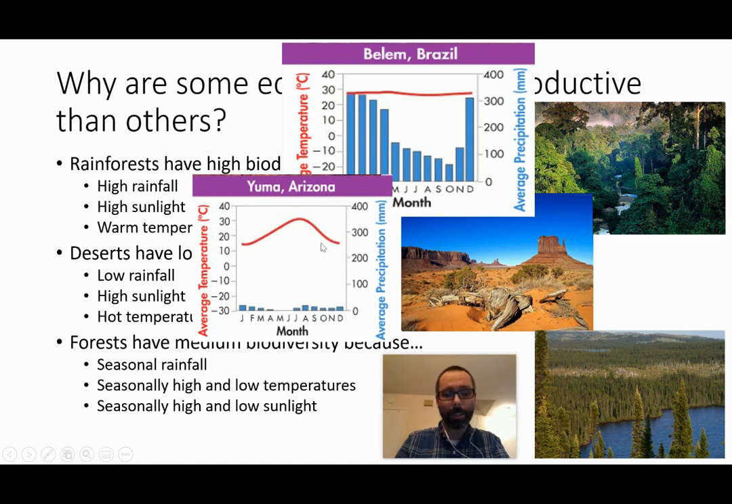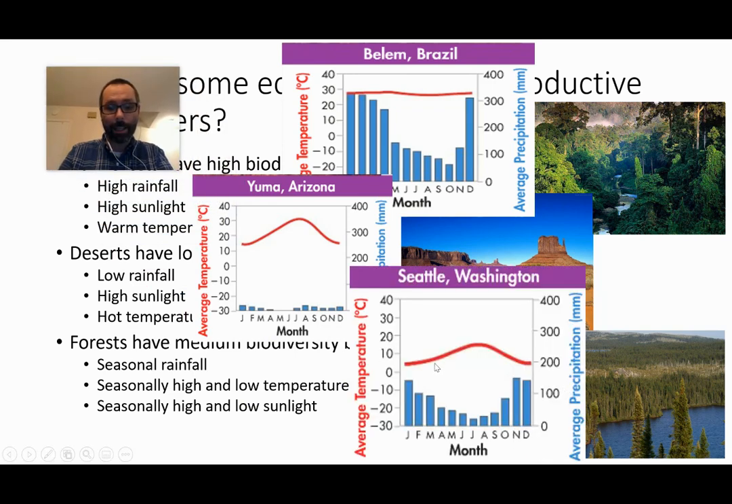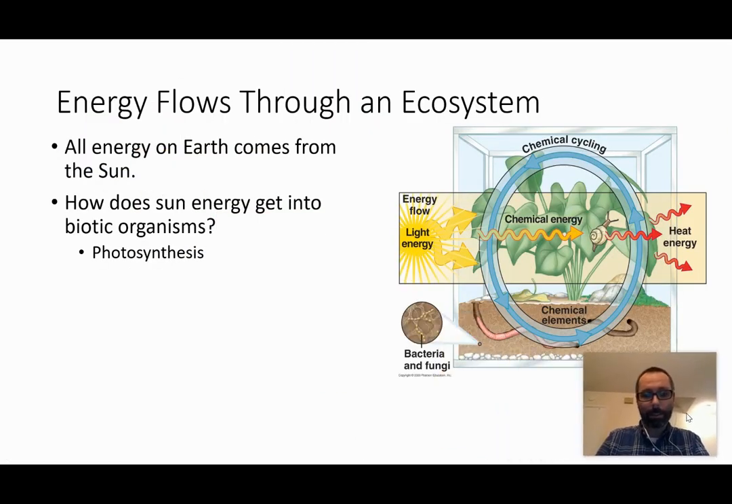Most of the time we think of deserts as being very hot, but in the winter they can get very cold. But they do have very consistently low precipitation. And then finally, the forest has variable temperatures and variable rainfall, but still a decent amount throughout the year to get an average amount of biodiversity, right? But in the end, it's all about the plants.